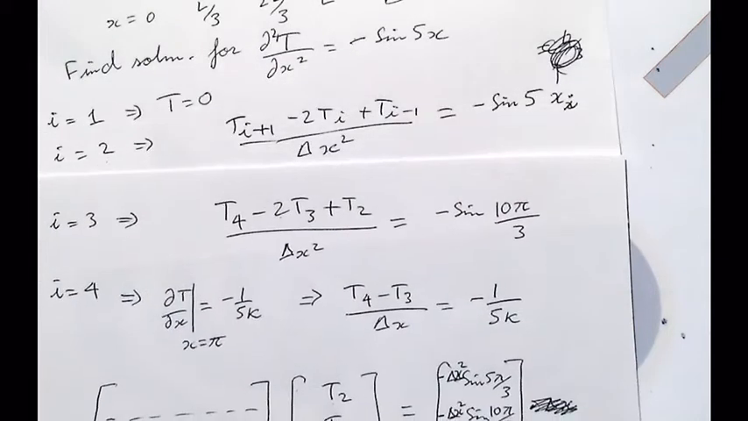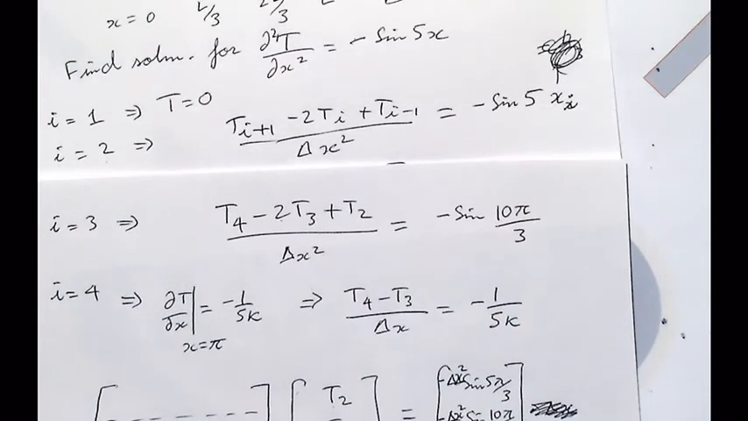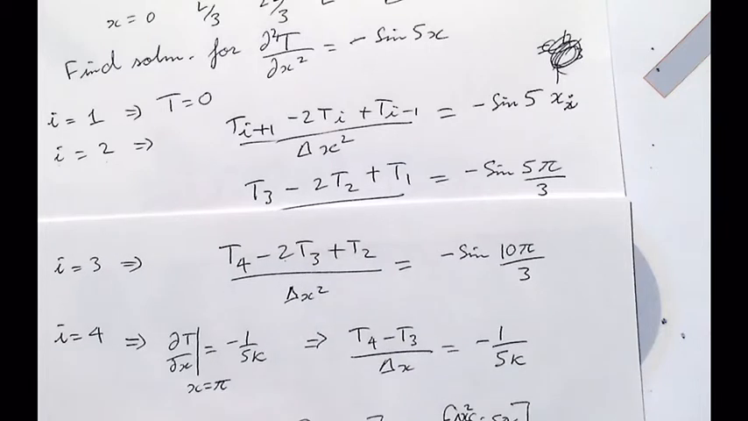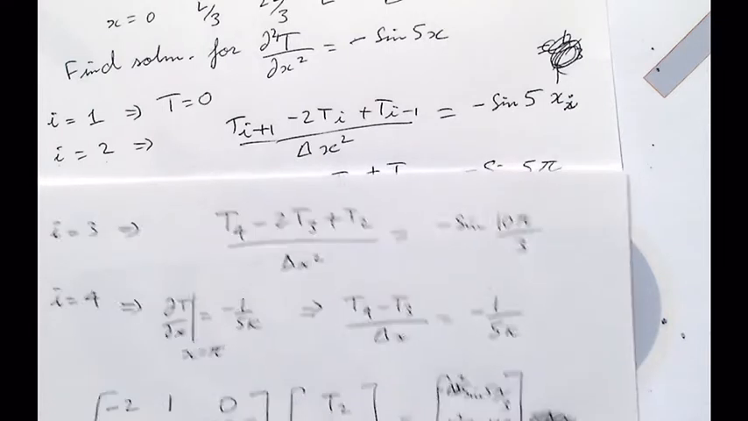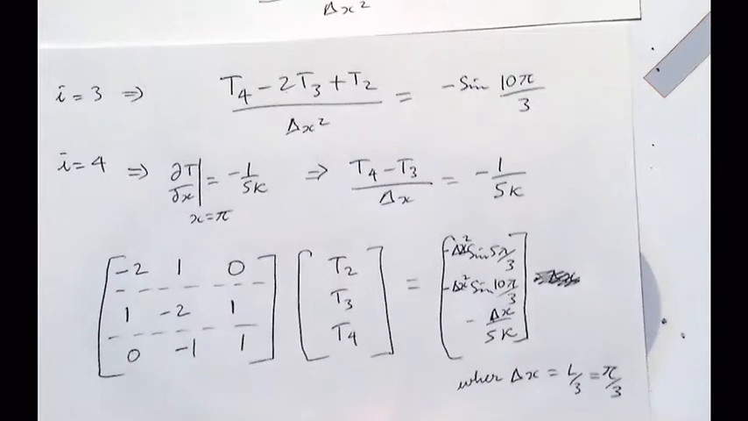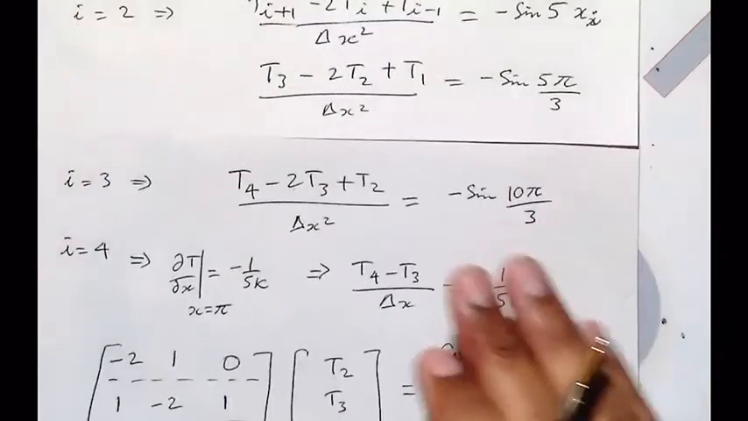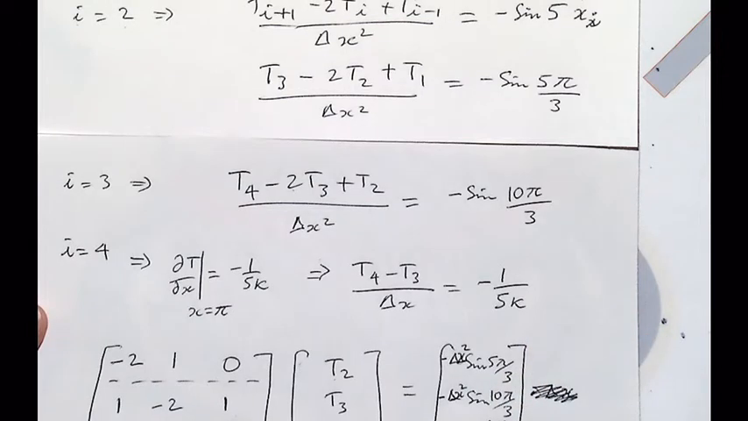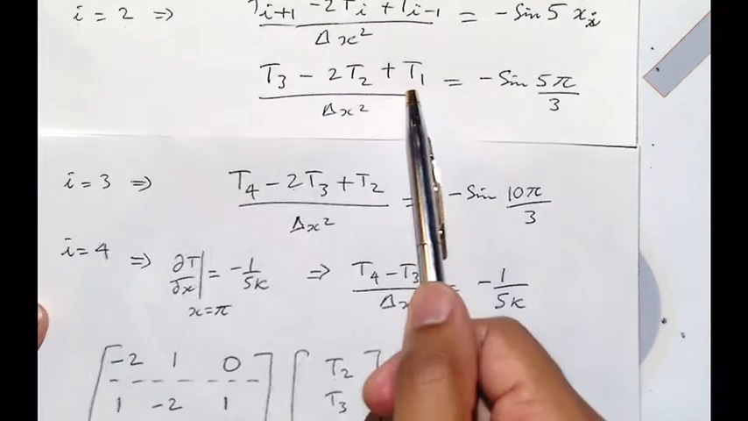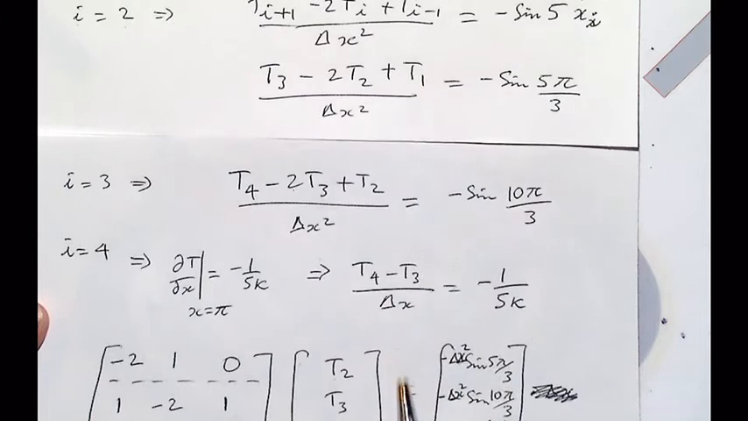Let's see. What happens for i equal 1? Minus 2, 1, and 0. Okay, so something got messed up. So there is a T1, but it's known, right? So we can put it on the other side. Not T1, 0. So yeah, the T1 goes over there.